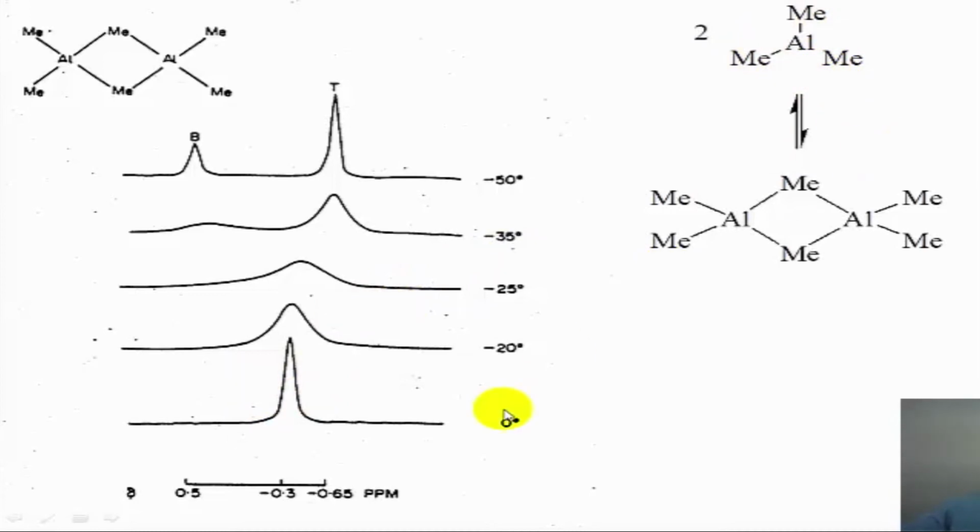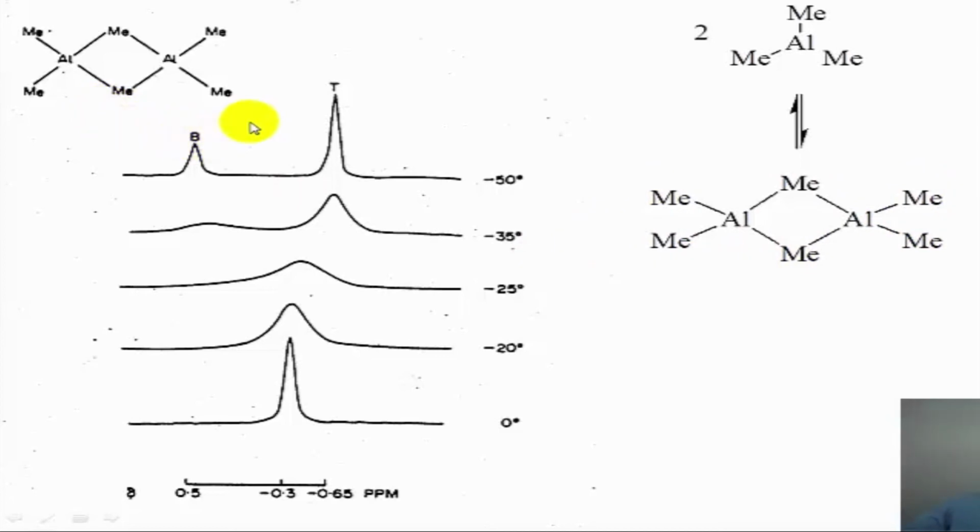When you cool it to minus 50 degrees or so, the association is complete. 2 moles of the trimethyl aluminum undergo dimerization, with bridging methyls and terminal methyls. There are 2 types of methyls in this molecule. One is the bridging methyl, which is the center methyl here, and 4 terminal methyls are also present here. Now, the terminal methyls have a different chemical environment compared to the bridging methyl. So, the 2 bridging methyls should come at a separate chemical shift value, and the 4 terminal methyls should come at a separate chemical shift value.